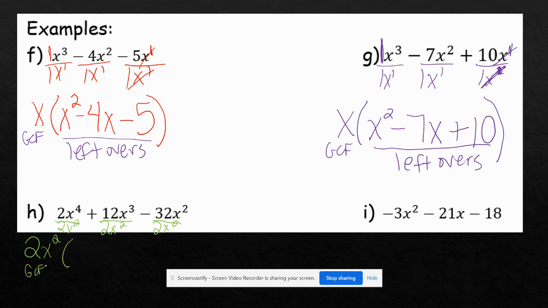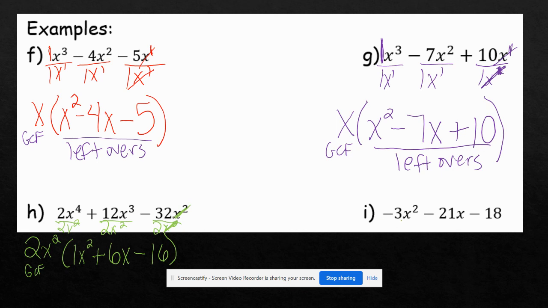This is our GCF. 2 divided by 2 is 1. x to the fourth over x squared, 4 minus 2 is 2. We have plus 12 divided by 2 is 6. x to the third over x squared, 3 minus 2 is 1. Minus 32 divided by 2 is 16. And x squared over x squared is 0, because 2 minus 2 is 0, so there's no x. So this is reduced form with the greatest common factor.